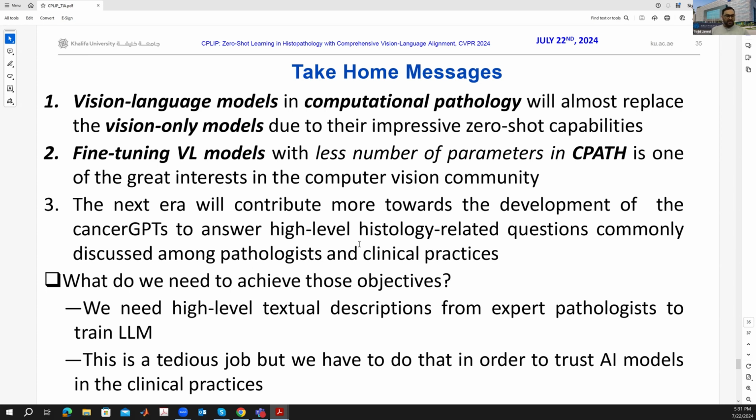to train the LLM. The problem is, should we trust these large language models or not? This is again a kind of cloudy question we have, a kind of black box. So in order to trust that, we need to involve expert pathologists to give us high-level textual descriptions. Well, ARC is one possible attempt, but the ARC dataset is very small. So the next option is fine-tuning. I understand this is a tedious job, but we have to do that in order to test our AI model in clinical practice.